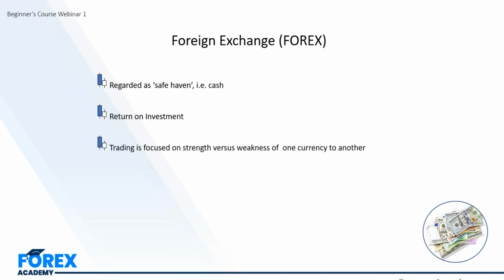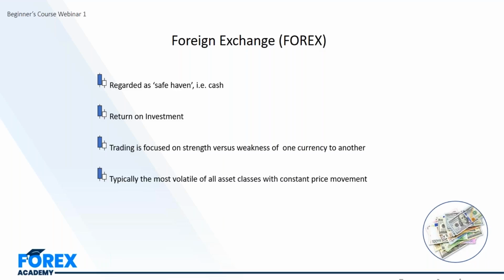Trading is focused on strength versus weakness of one currency to another, and this is really the crux of Forex trading. There's no absolute secret to Forex trading. What we're trying to do is trade strength from one currency, perhaps the euro, against the second currency with weakness, perhaps the dollar. The perfect setup that we're looking for is for the first currency to be really strong and the second leg to be very, very weak. That should give us a very strong indication of a price rise. Now, we will discuss this throughout the webinar.